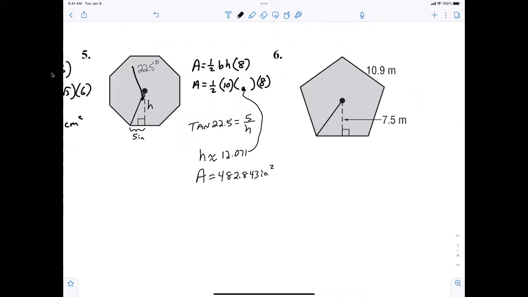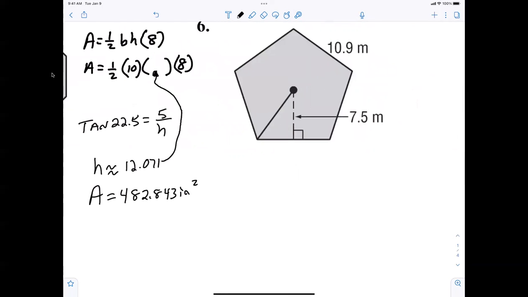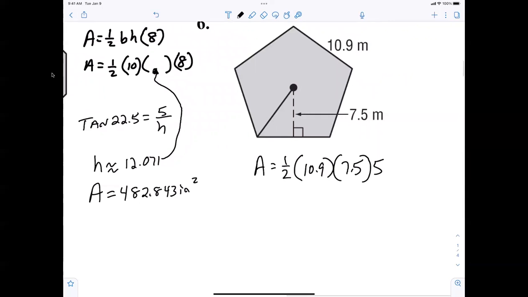Okay, now this one's kind of silly because they gave us all the information. Does everybody agree? Number 6. So that's real nice. So everybody's going to put area equals 1/2. What's the base? 10.9. What's the height? And how many are there? 5. All right. So that equals, I'm waiting. 204 point what? 375 meters squared.